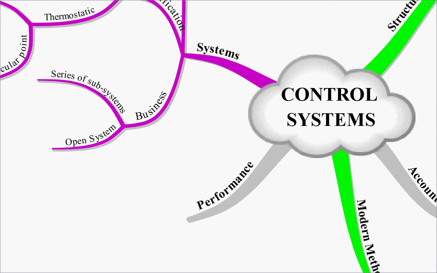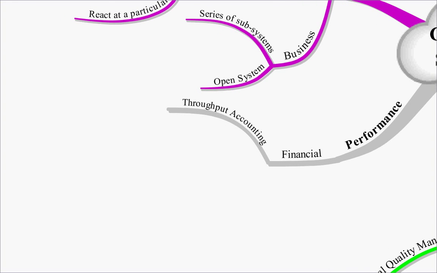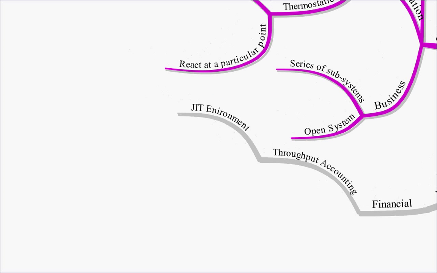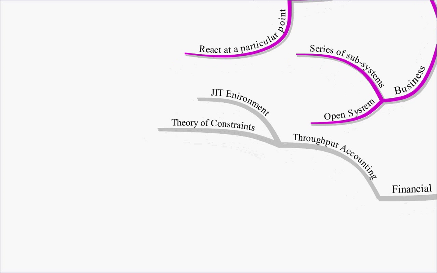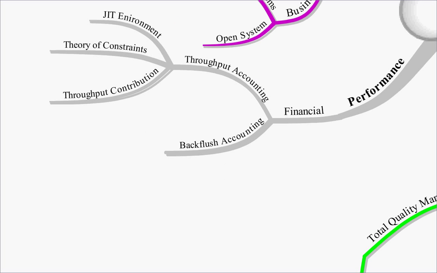Performance then, using these modern methods. First of all, as we said, we have financial performance. The throughput accounting that we talked about under just-in-time. It operates in that just-in-time environment. It operates around the theory of constraints. You want to maximize the throughput, so you focus on what's constraining production in your process. And it calculates your throughput contribution, which is your sales less direct materials. Now you'll have done extensive work on this in previous modules, so we don't need to go through the calculations at the minute.